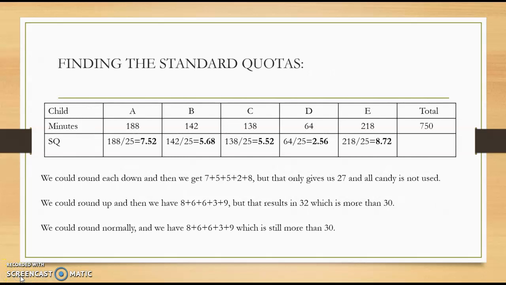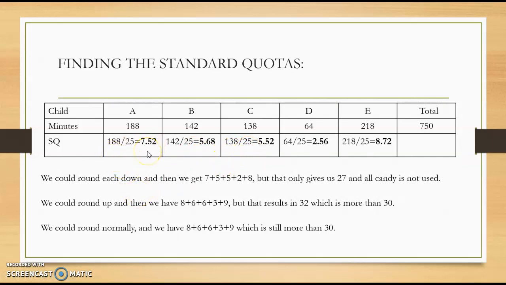I've found the standard quotas for each child. So for child A, they read 188 minutes. We divide that by our standard divisor, we get 7.52. We do this for each one of the children. 142 divided by 25, 138 divided by 25. We divide each one by 25.